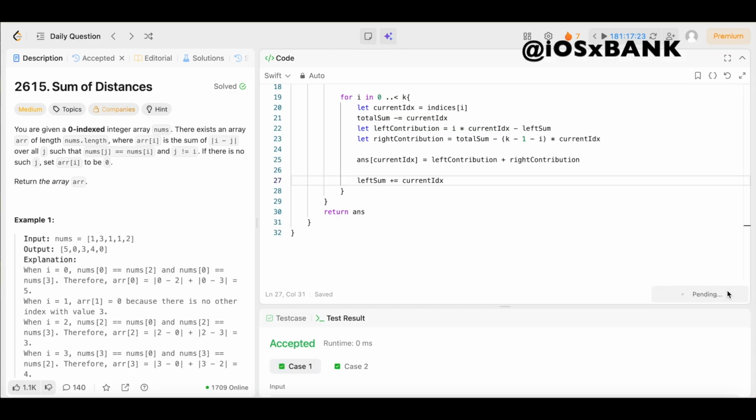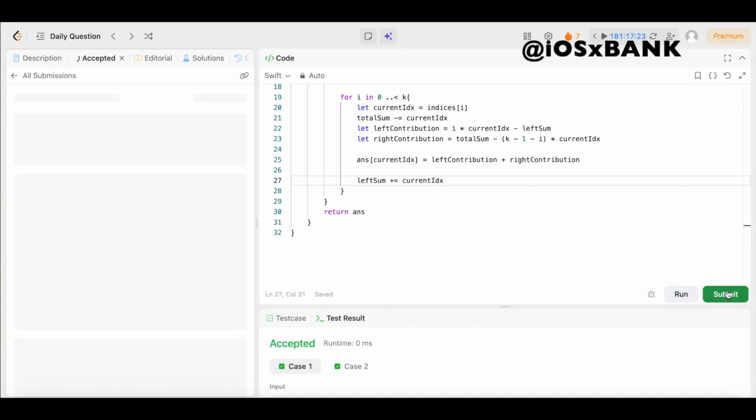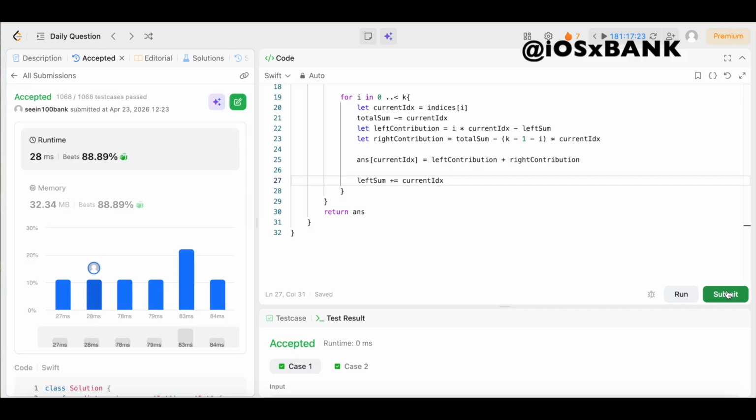So let's go ahead and submit it. Make sure it's still accepted after we submit it. Let's see, and look at that, y'all. 28 milliseconds beats 88.89% of users. That's what I'm talking about. That's what I like to see, y'all.